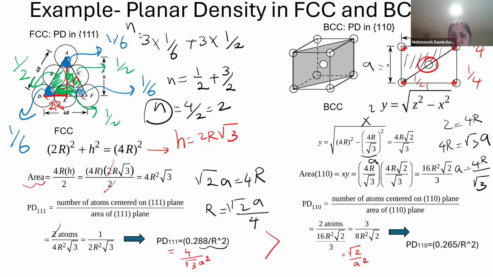And if you substitute R as A, you know that. What is the relation between R from here? It is root 3A per 4. If you substitute, you find root 2 per A squared. So PD in 111 in FCC structures is more than PD in 110 in BCC structures, meaning more close packed.